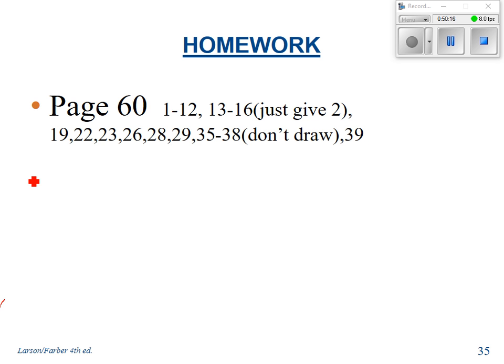What page is this on? Page 85. Still got a few possibilities here. Alright, so we just have 1, 2, 3, 4. Problems 13 through 16 says just give 2.